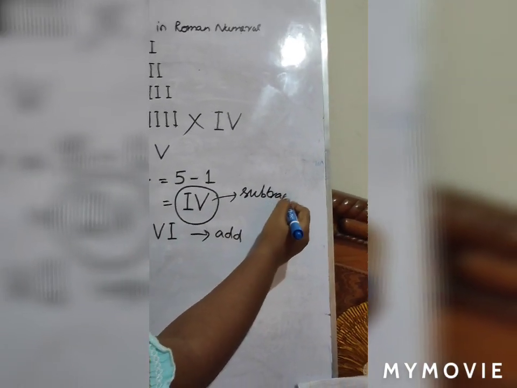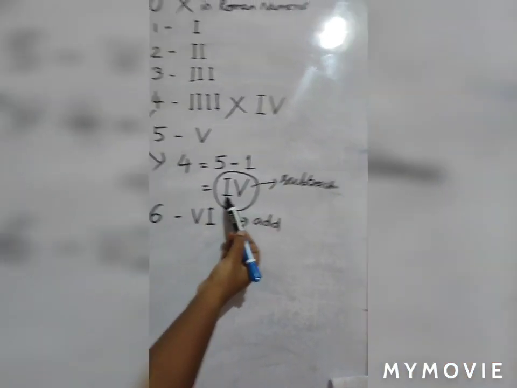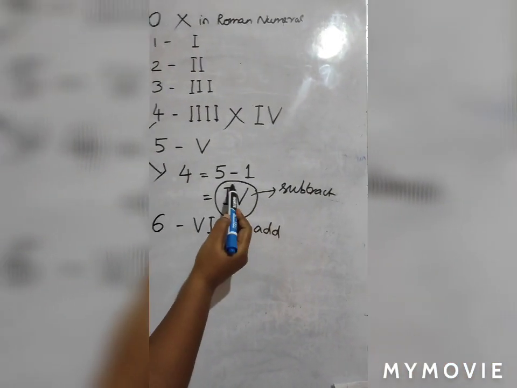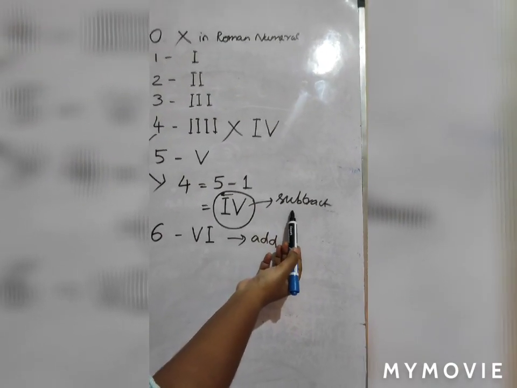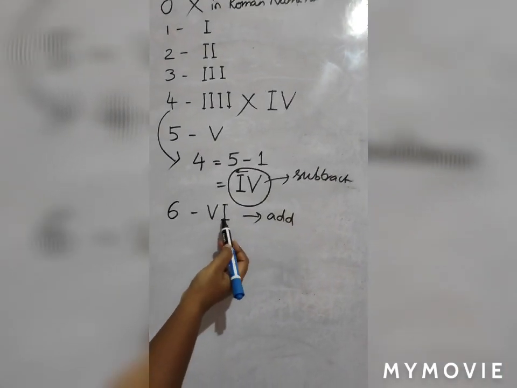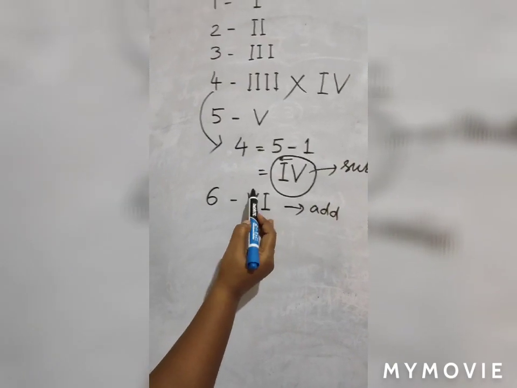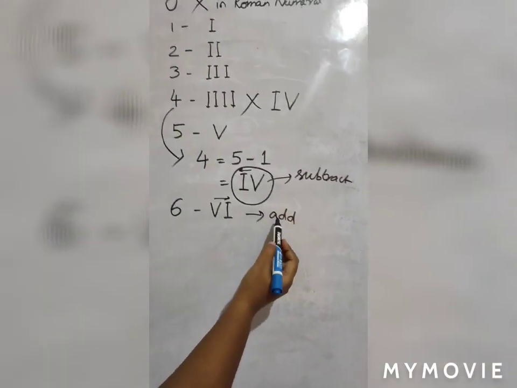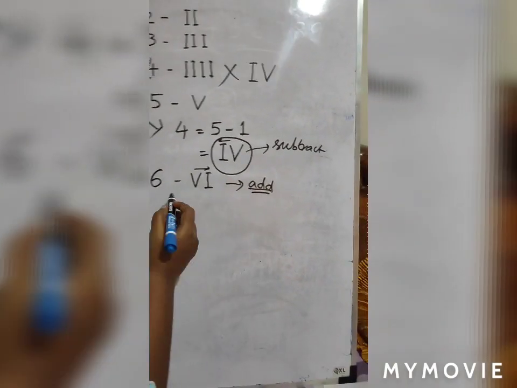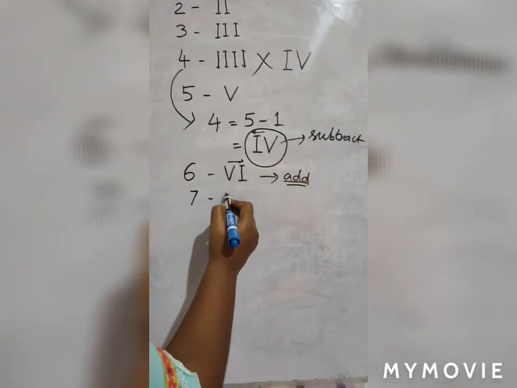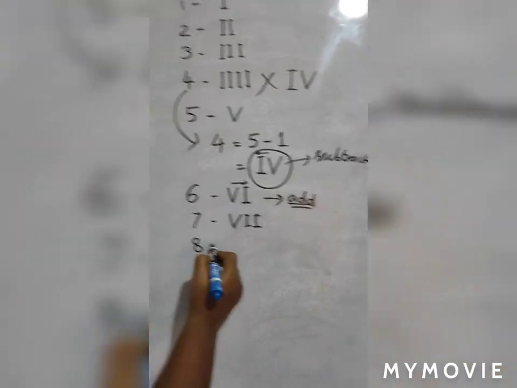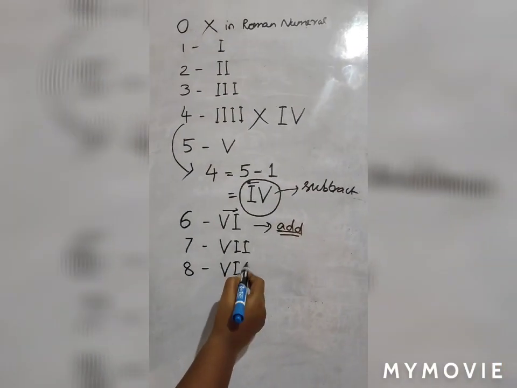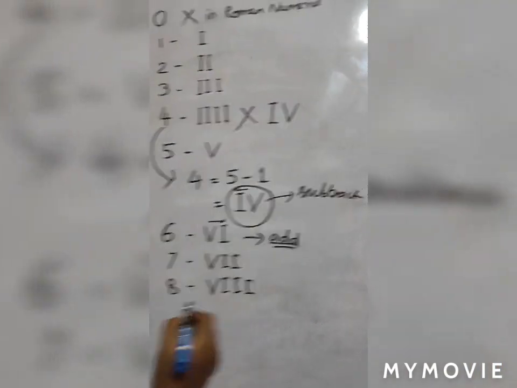5 minus 1. So what I did is this small number is 1 and it is to the left of the greater number, that is 5. So in that case we do subtraction. But in the next case we see that the smaller number 1 is to the right of the greater number, so we have to add. So 7 similarly can be written as VII, so 5 plus 2. 8 can be written as VIII, so 5 plus 3 gives me 8.